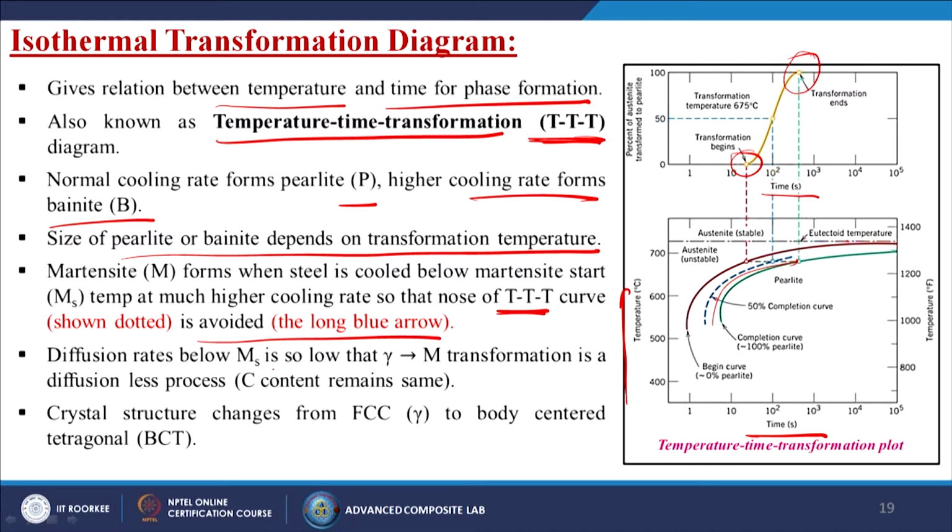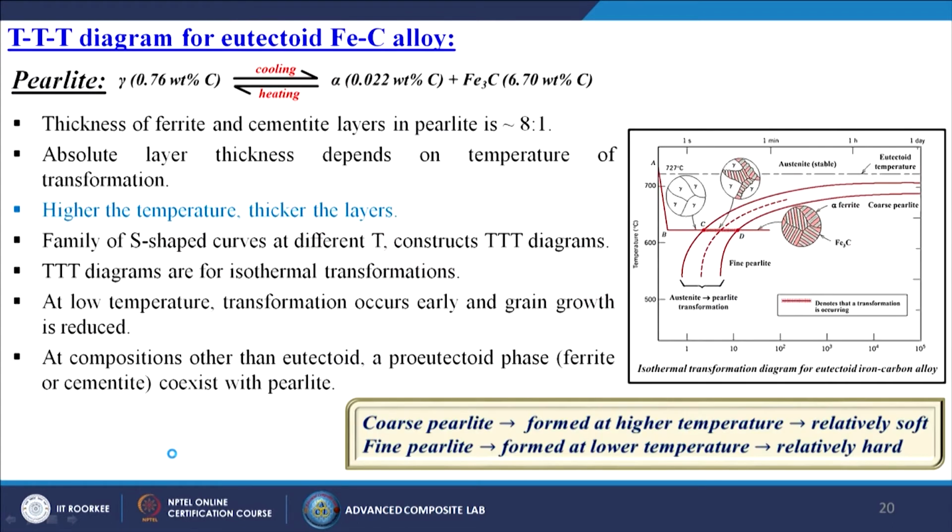Diffusion rate below Ms is so low that gamma to martensite transformation is a diffusionless process. C content remains the same, meaning the carbon content is not going to change. Crystal structure changes from FCC gamma to body centered tetragonal, or BCT, structure.